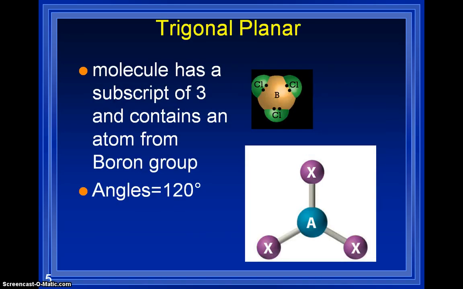All right, next we have trigonal planar. A trigonal planar molecule has a subscript of 3 in the formula, and as the central atom, it contains something from the boron group, which is group 3 on the periodic table. You can see here it's flat, and these 3 make a triangle on a flat surface. That's why it's called trigonal planar, because it's one solid plane. And the bond angle in between is 120 degrees, for a total of 360, right? So 120 between each bond.